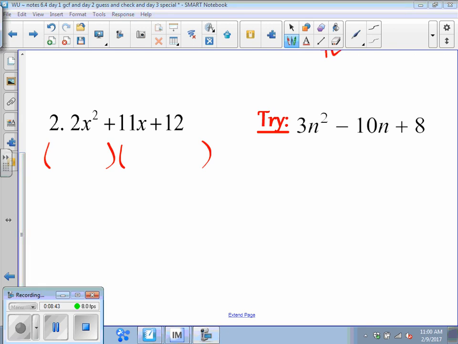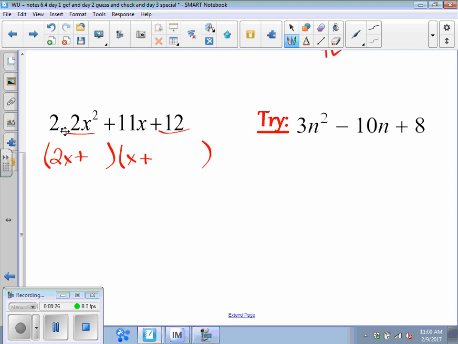All right. So my first terms only have one option. What is that? 2x and x, right. 2x and x. Now my last terms. The factors of 12 are 12 and 1, 6 and 2, 4 and 3. Let's just start trying. First of all, are my signs going to be the same or different? Same. And they're both going to be positive. I know that much. When I add them together, it has to equal a positive.